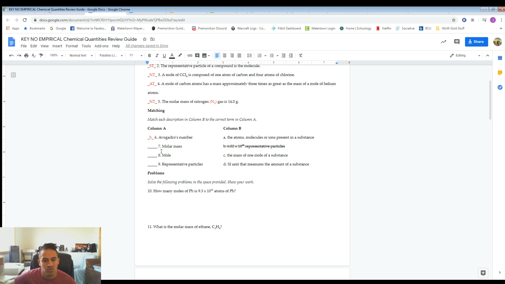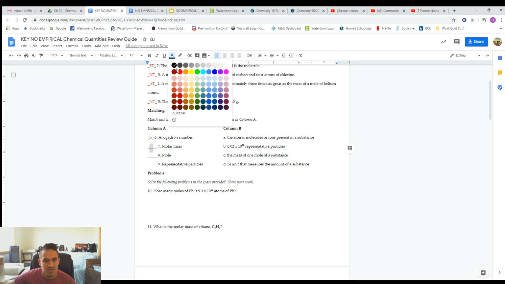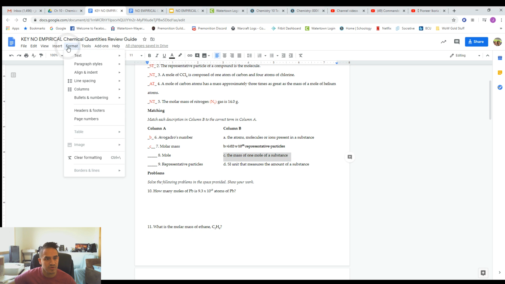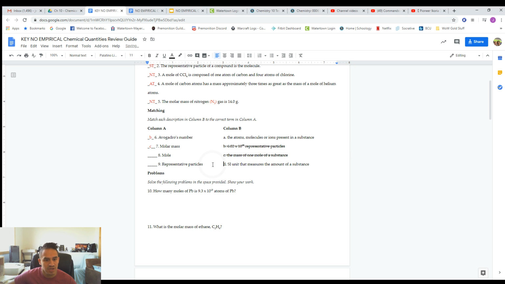All right, molar mass. The molar mass would be the mass of 1 mole of anything. So this would be C. Okay, so this one is C. All right. So that one also is gone.